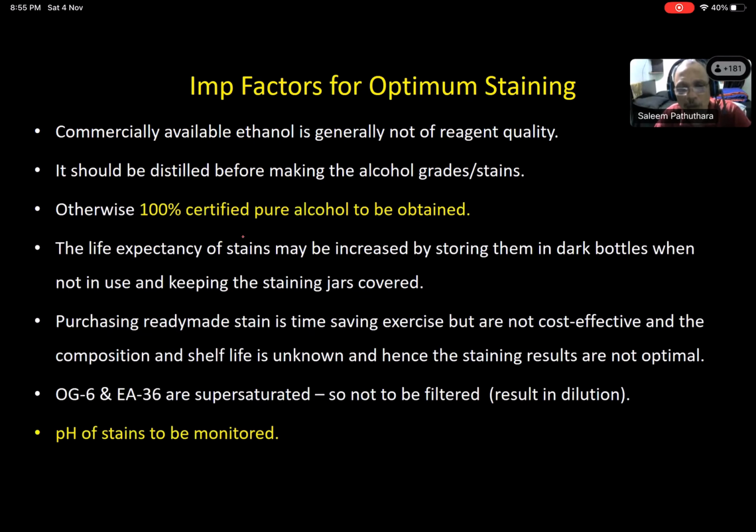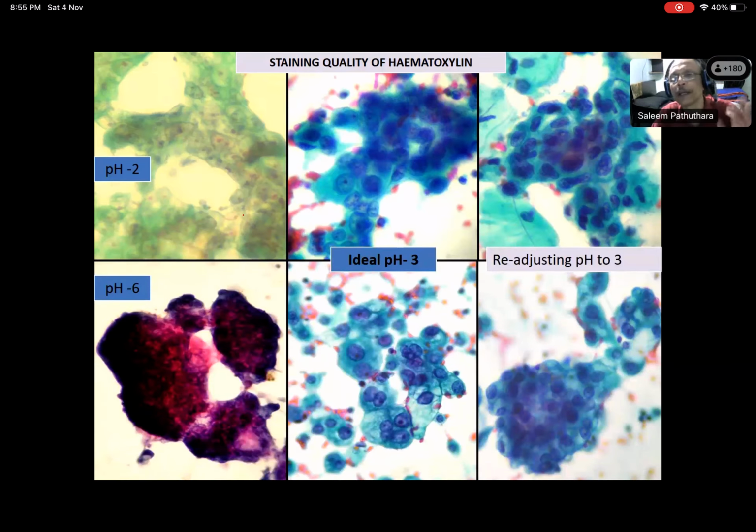Then another thing is we have to buy good quality alcohol, which depends on the financial status of the laboratory. So either we can certify the alcohol, or we can buy the alcohol and redistill it also. But whatever system you are using, it has to be standardized, and you should know the exact staining quality. You should be able to read at the smear level. And pH of the stains has to be monitored. So pH of the stains plays an important role.